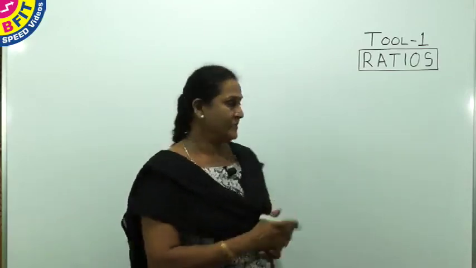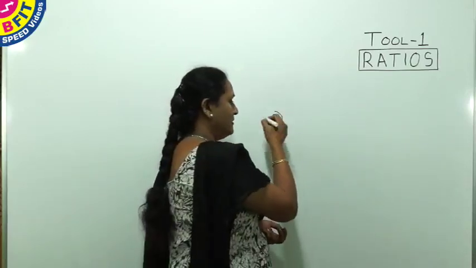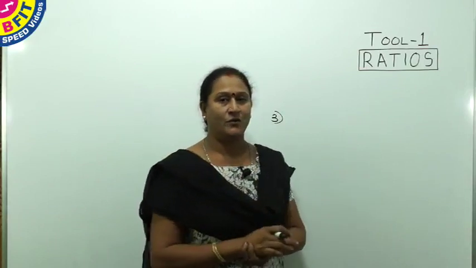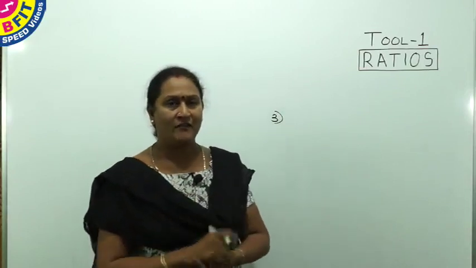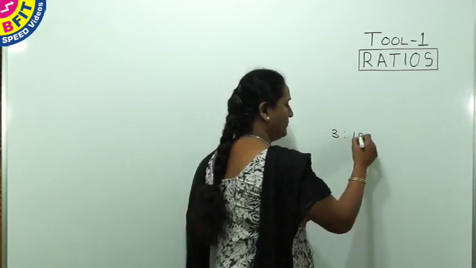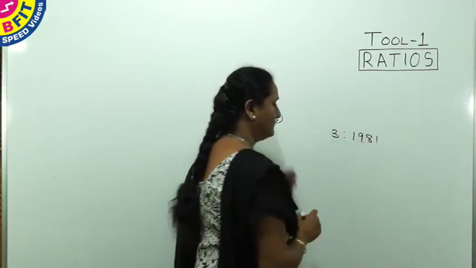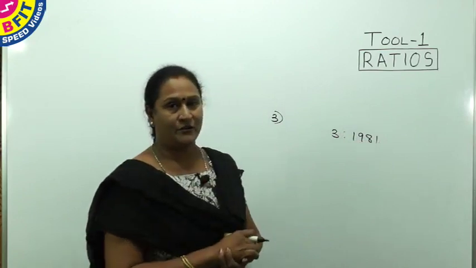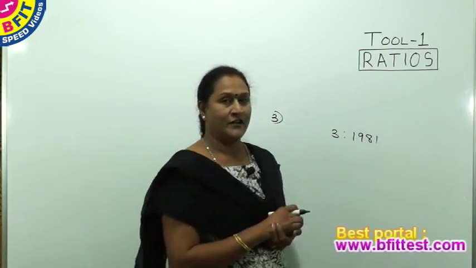The next concept is: suppose one part of the ratio is very small, how do we find the value? Say, for example, 3:1981. So now we need to find the ratio. And how do we find the ratio?